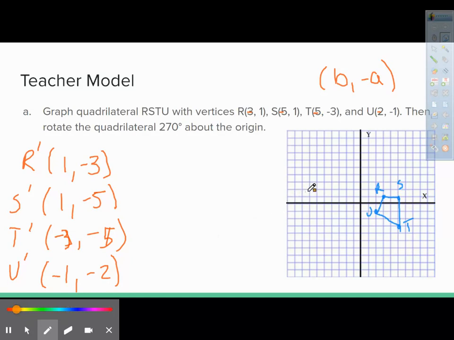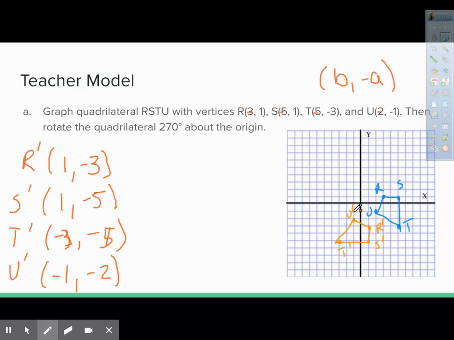Now, 1, negative 3 is to the right 1, down 3. That's R prime. S prime is 1, negative 5. T prime is negative 3, negative 5. And U prime is negative 1, negative 2. And there's my rotation.